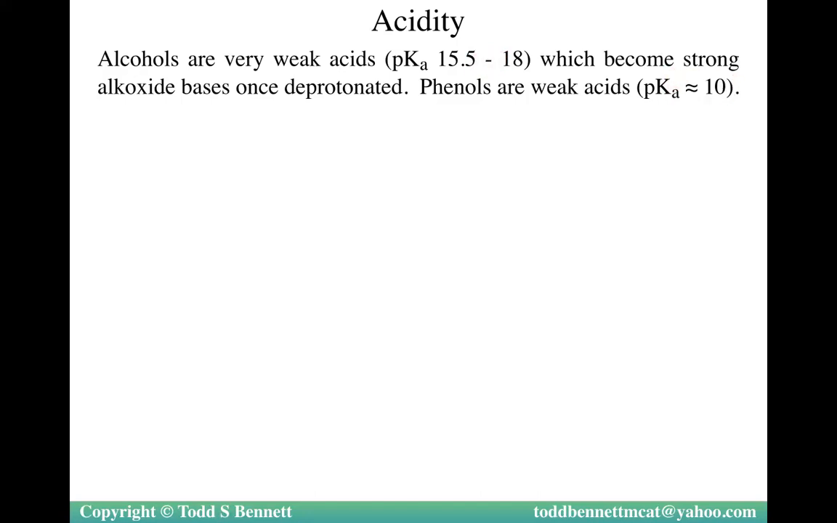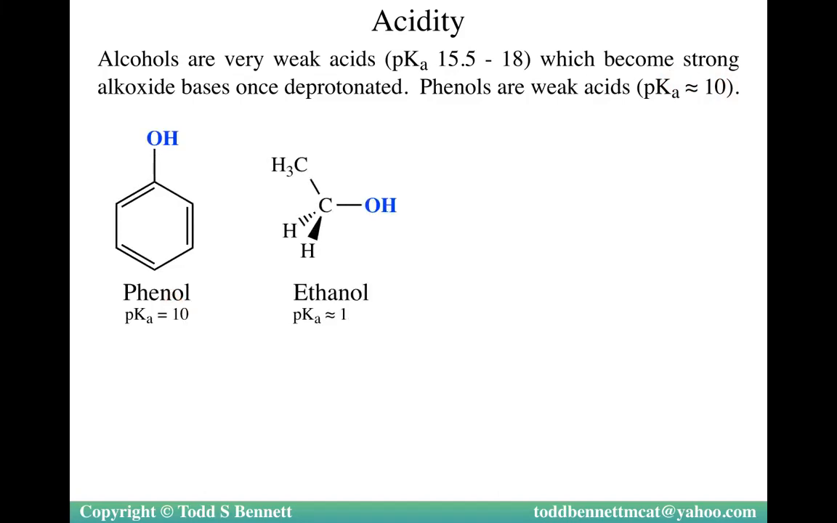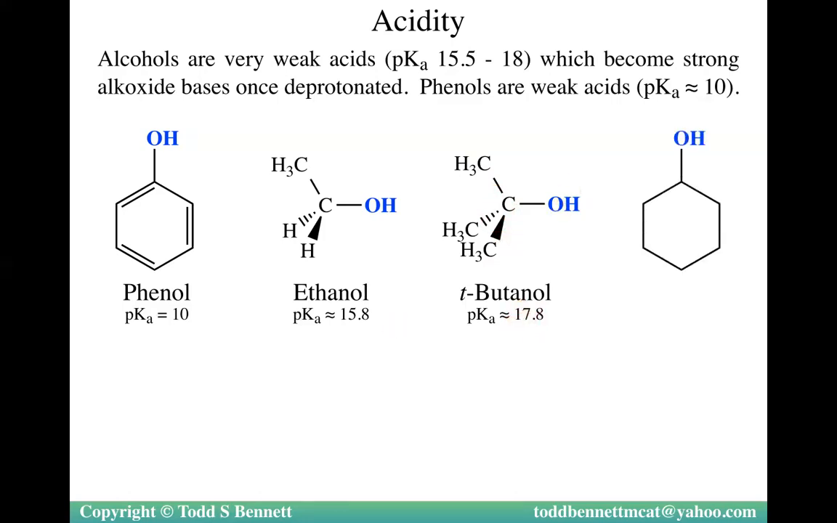Phenols, they're one of the 10-10-10s as mentioned. So phenol comes in right about 10. Ethanol, 15.8. T-butanol, when you suddenly have these R groups donating in, the steric hindrance, you'll notice the pKa goes up. It's a little bit harder to take that H plus off. Cyclohexanol, around 18.2. So here's your 15 to 18 range. When I say 15, it's a quick estimation, but most of them are actually slightly higher than 15.